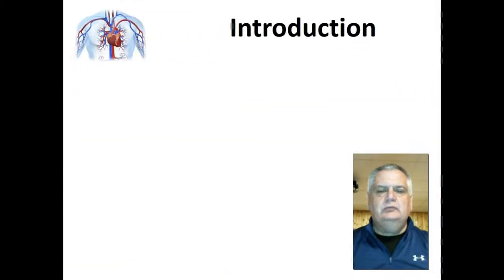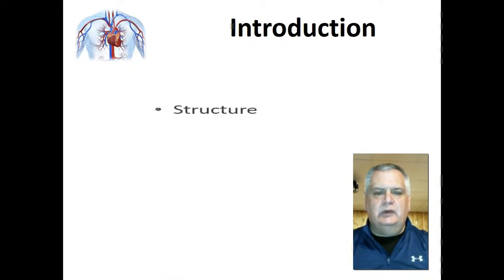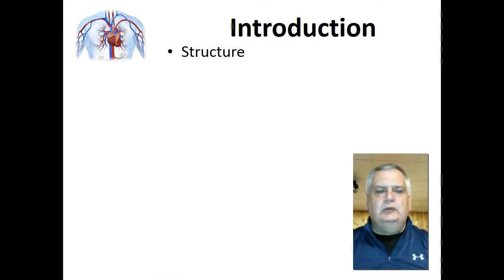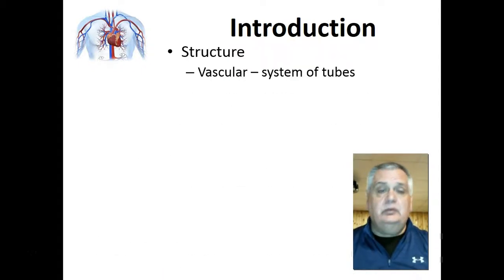And as always, we want to begin with some introductory information or some overview. Let's take a look at the structure of the cardiovascular system. Of course, I would think everybody knows that cardio refers to the heart. Vascular, on the other hand, refers to the blood vessels. Literally, for medical terminology, vascular means a system of tubes.